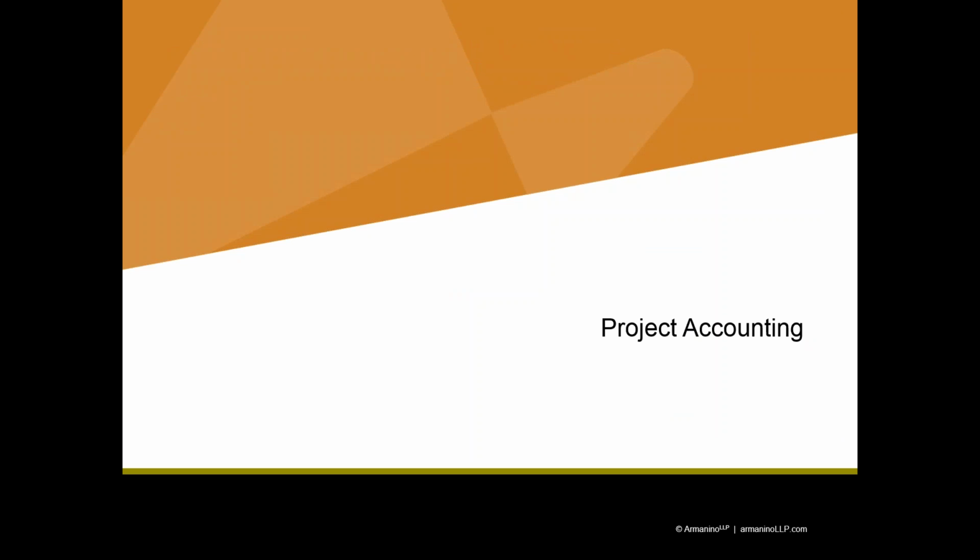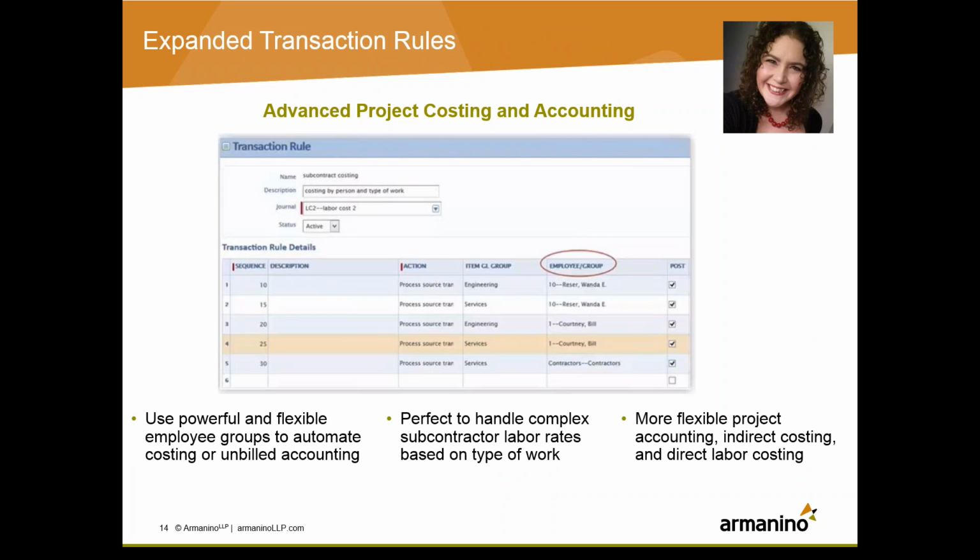Okay, next up we have some exciting expansion of the capabilities under project accounting. So the first one is expanded transaction rules. Transaction rules, if you recall, are the items within Intacct that facilitate the ability to do those complex indirect cost allocations based on cost pools, as well as to be able to do the unbilled or revenue WIP postings. With this new feature that they've rolled out, previously you could only do these transaction rules by GL group alone. Now they've added the ability to also add in employees or employee groups.